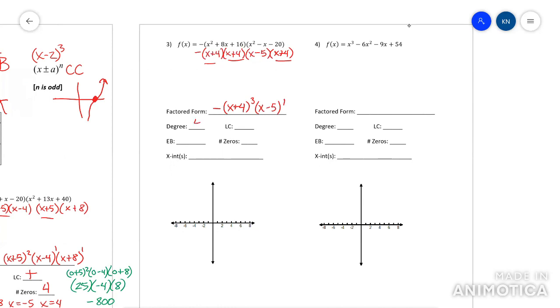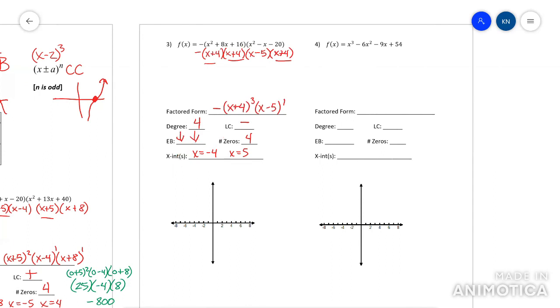So the degree is 4. Add up those exponents to get it. The leading coefficient is this negative out in front, so it's a negative. So on a negative even degree, it's a down, down in behavior. The number of zeros make it match degree, 4. The x-intercepts, I've got 1 at -4 and 1 at 5. Again, I'm just taking this factor like x plus 4 and I'm setting it equal to 0 and solving. That's how I'm getting -4.